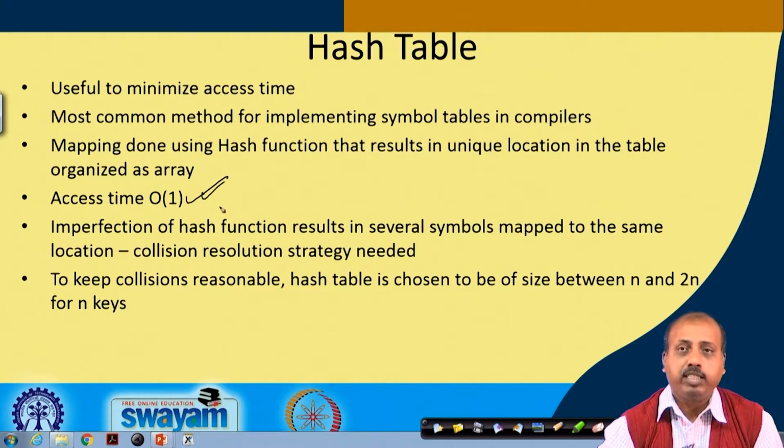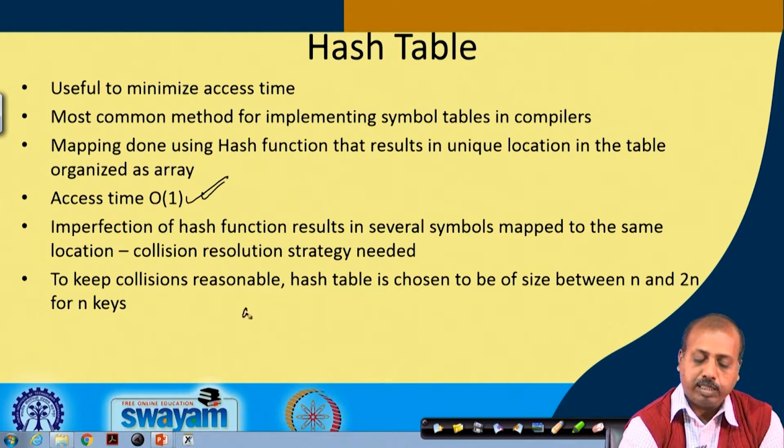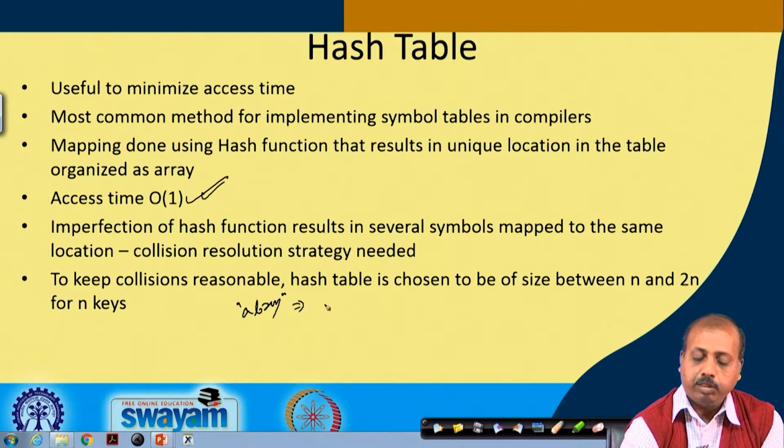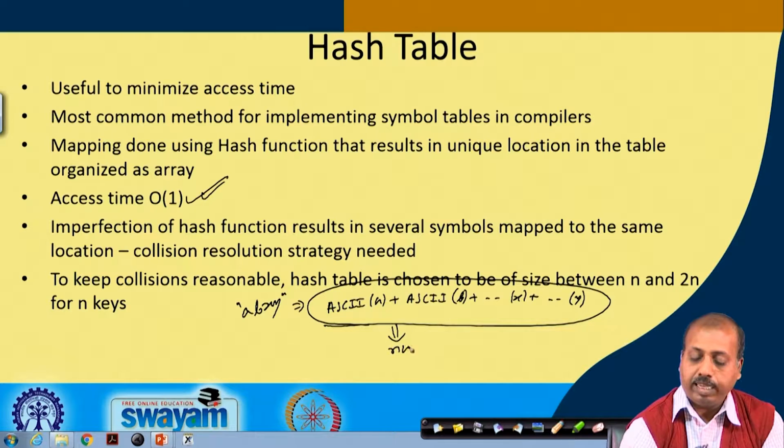Now, how do we convert this character string to a number? There can be several strategies for that. A very simple strategy may be like this: if I have a string like a b x y, then we take the corresponding ASCII values of a, b, x and y. We take the ASCII value of a, plus the ASCII value of b, plus ASCII of x, and plus ASCII of y. If we add them, it gives me a number, and based on that number I apply a hash function, h of number, which can give me some array index.